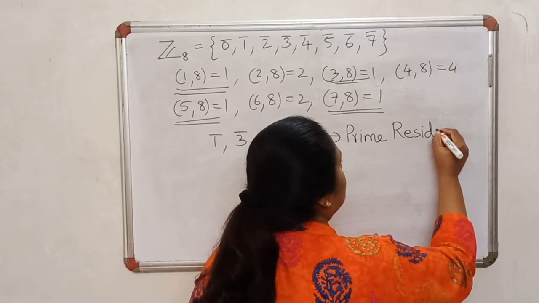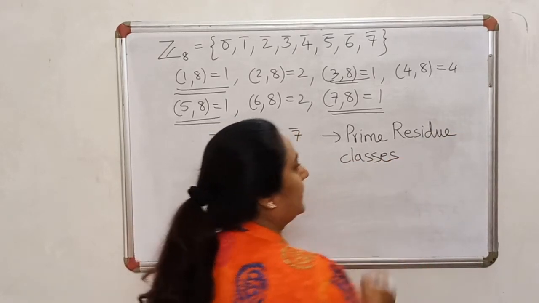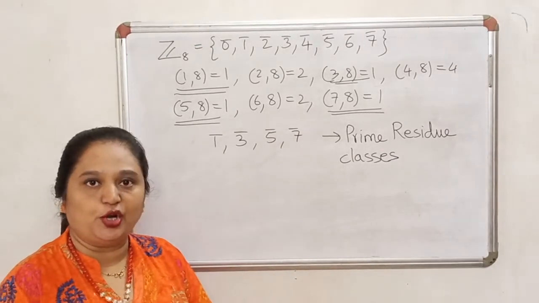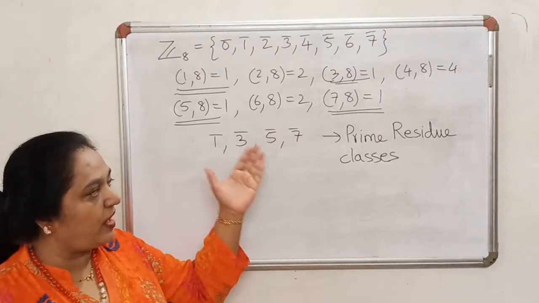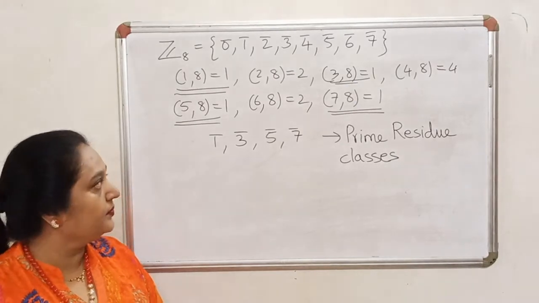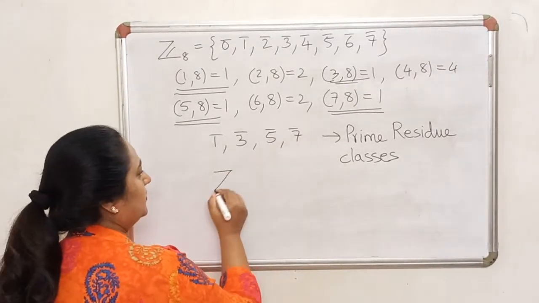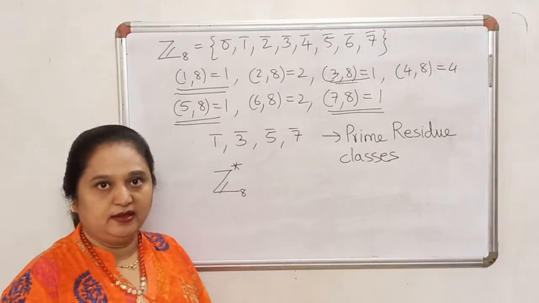These are called prime residue classes. These are called prime residue classes of integers modulo 8. In general, we can also have prime residue classes of integers modulo n. Now, if I look at the set of prime residue classes, it will be denoted by Z8 star.